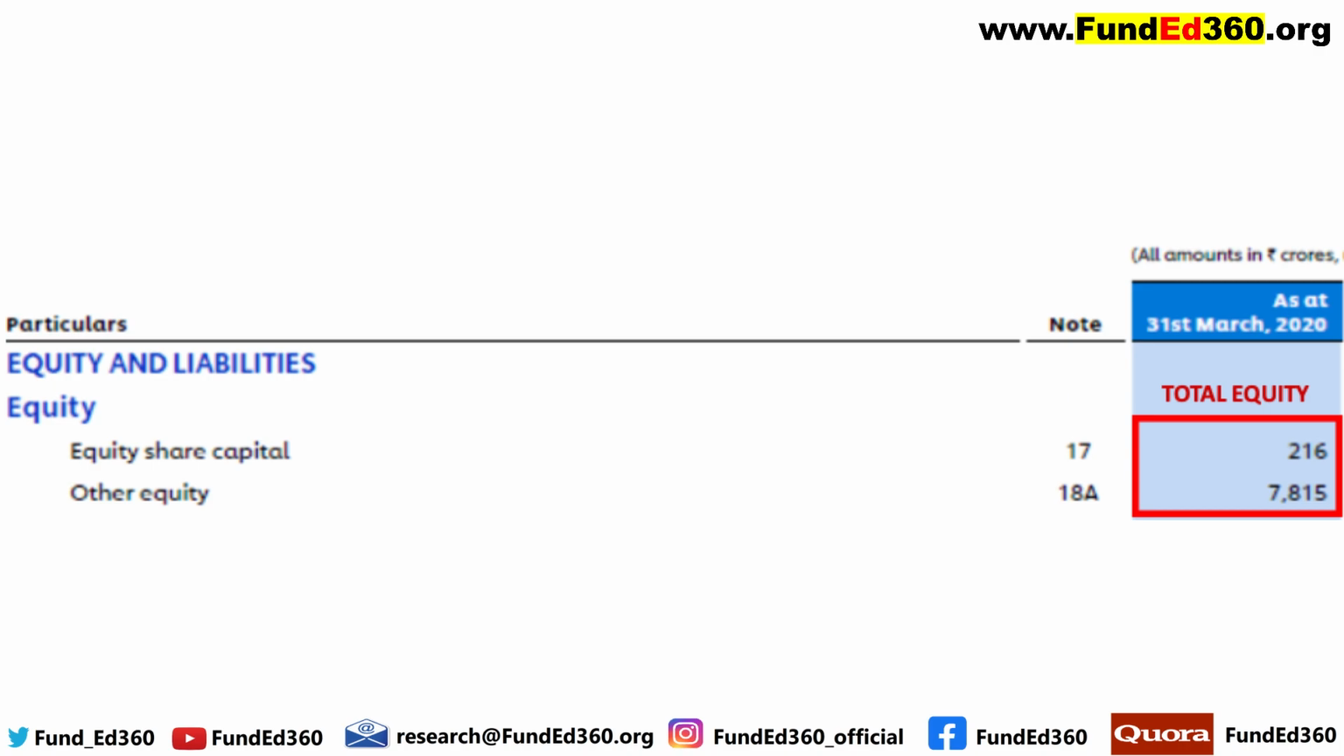So what does it mean? This means that for every rupee of equity, HUL has 2 rupees 44 worth of assets. So that's fair enough, good enough.